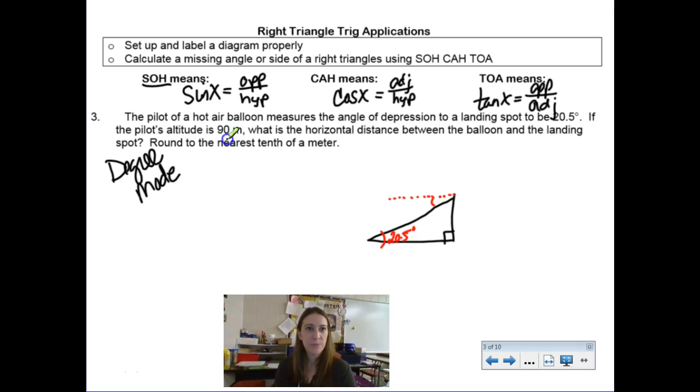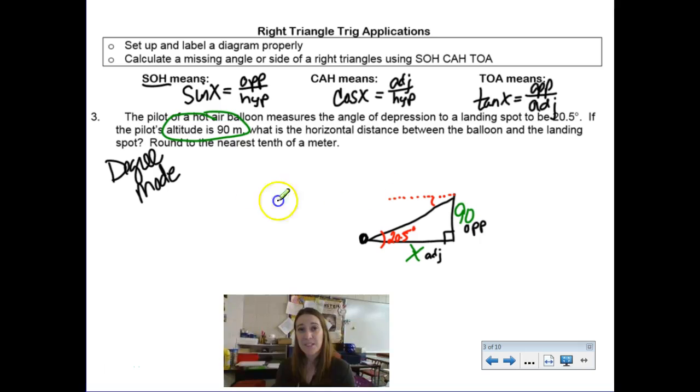And then it does tell me some more clues. The altitude is 90 meters, so that's how high up it is. And they want to know the horizontal distance between the balloon and the landing spot. So they want to know the horizontal distance, which is here to here. So I know I'm not technically standing here, but pretend you are. According to this angle, this is the adjacent leg, and this is the opposite leg.